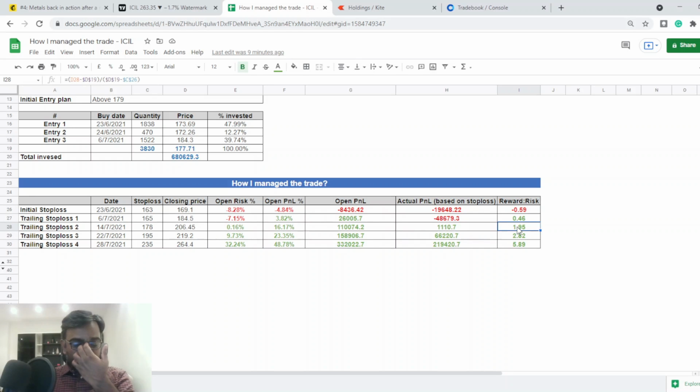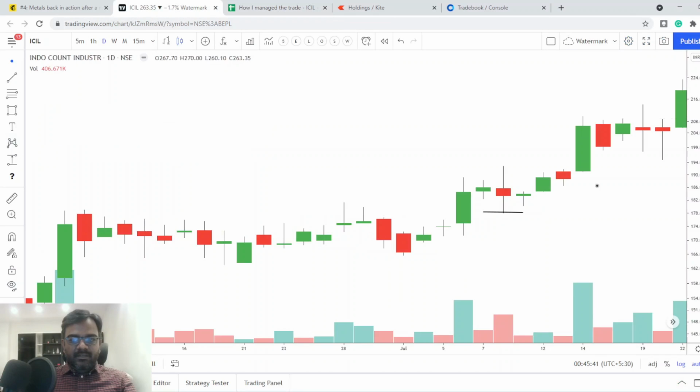So basically here, how much did I risk initially? I risked around 177 minus 163. So that's 14 rupees into 3830. Now that is the rupee amount that I'm risking. So I made 1.95 times that amount as of that day. Right? So that's the calculation. Now let's continue with this.